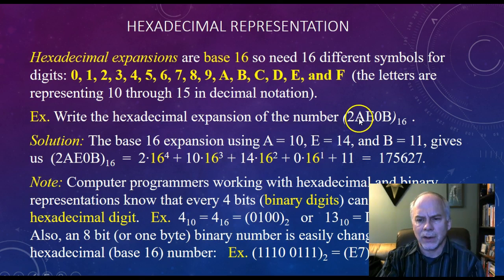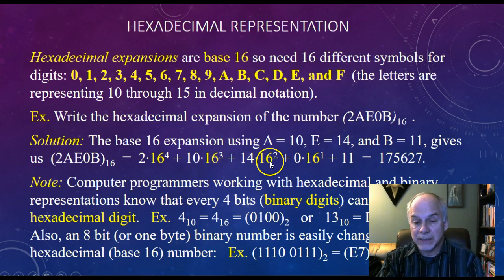Now, you are going to use the fact that A represents 10, E represents 14, and B represents 11. Okay? So this is 2 times 16 to the fourth power plus A, but A represents 10, so 10 times 16 to the third power plus 14 times, because E is 14, 14 times 16 to the second power. And then there's a 0, so 0 times 16 to the first power, and then plus B. Well, B stands for 11, so that's how it ends. If you calculate that, do all the math on your calculator, this equals 175,627 in our base 10.